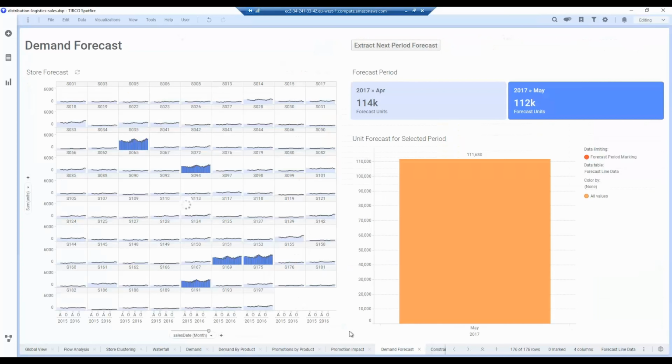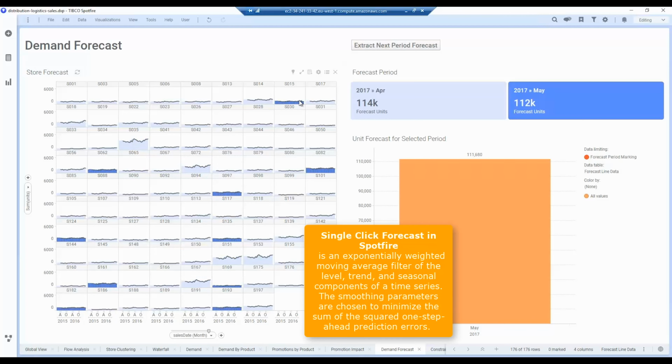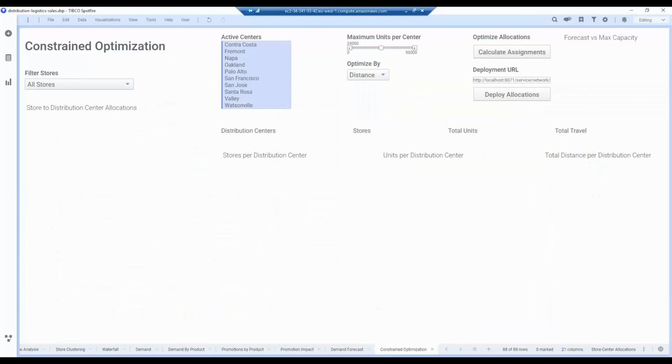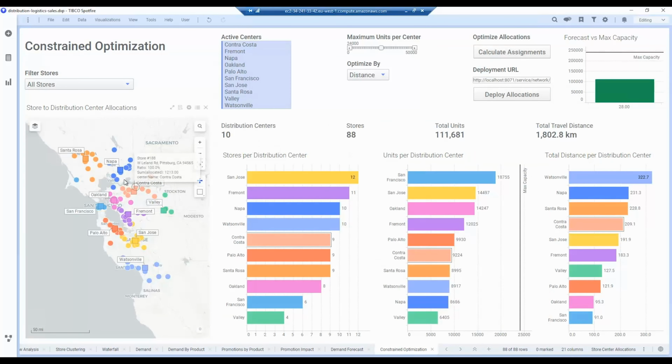We can look at demand forecasts on an individual store basis. In this case, what we're trying to do is predict the demand forecast for each store for the next month. This is based on the historical data that we have available, and it uses Spotfire forecasting to predict what kind of unit delivery we're going to need to support from our distribution centers in the next month. Once we know that information, we can start allocating stores to different distribution centers based on some constrained optimization.